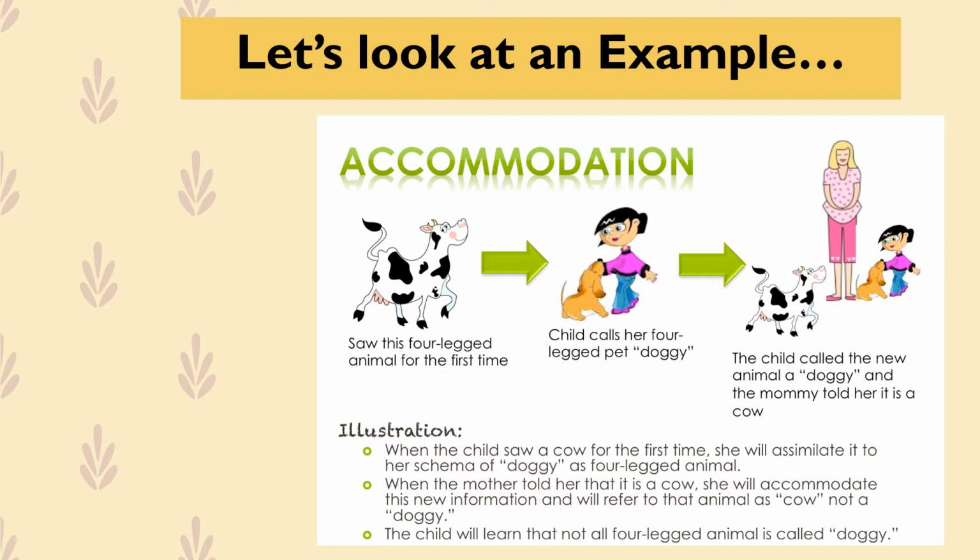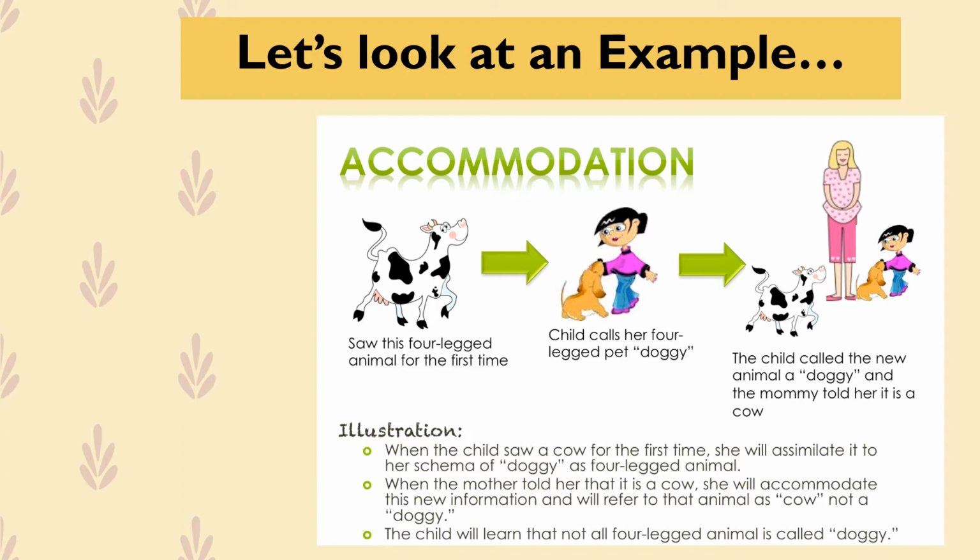Now, when her mother tells her that, no, sweetie, this is a cow, it's not a doggy, she's then going to accommodate that new information, okay? And will then, from thereafter, refer to that animal as a cow, not a doggy. So, obviously, in order for cognitive development to actually occur, there has to be someone to correct the child, okay? So if the child says, oh, look at that animal on the farm, that's a doggy, and the mother says, no, that's a cow, the girl then learns from that and learns to include this new word, cow, to be incorporated into her knowledge of four-legged animals, okay?